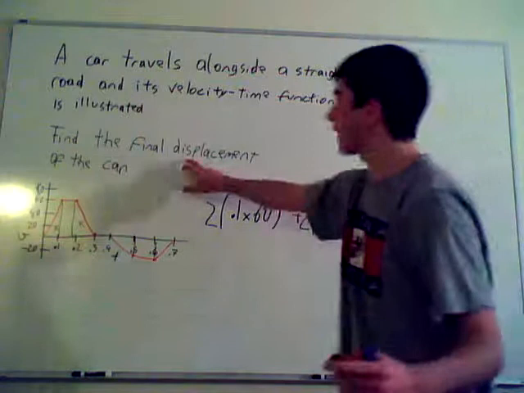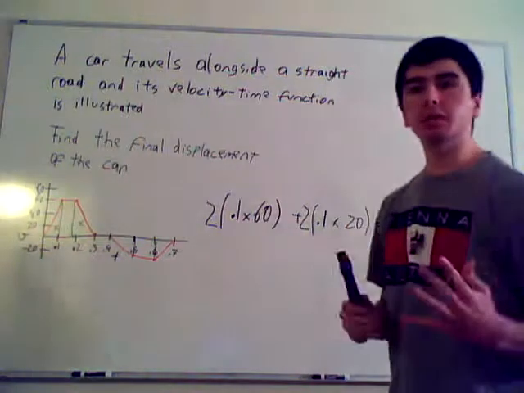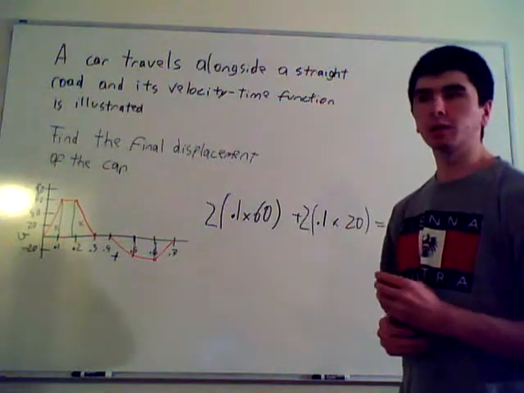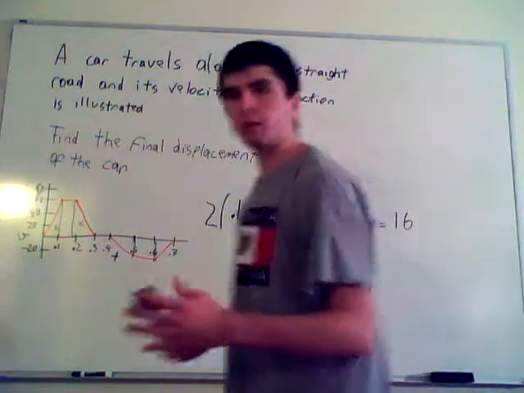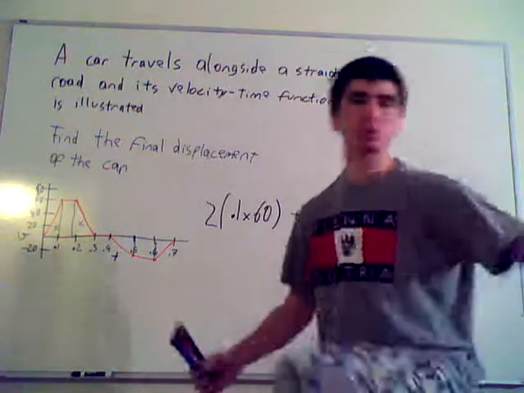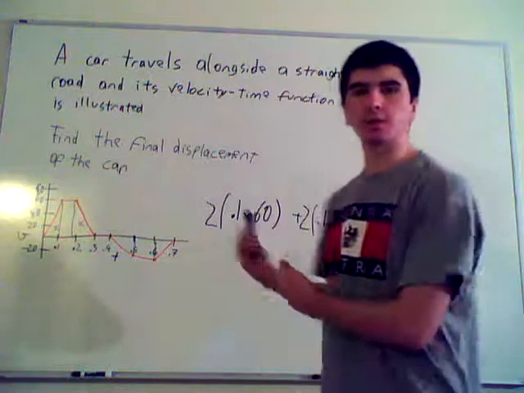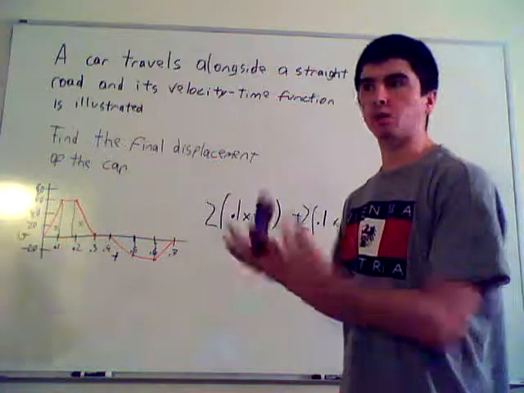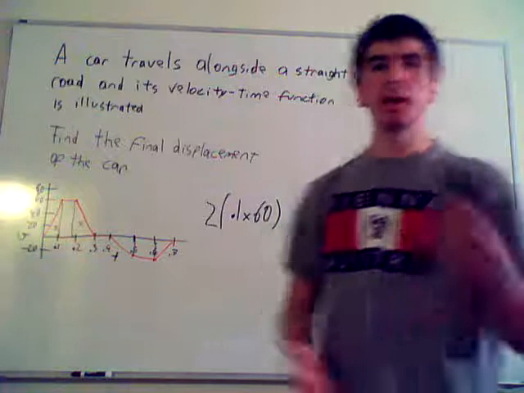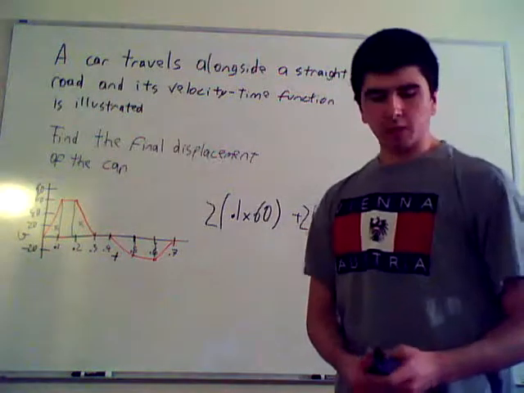But it's asking for final displacement, which means your total area, or your total distance traveled. So I went 12 forward, and then I went 4 backwards. So my feet traveled 16 units, while I actually only moved forward 8 units. I hope that makes sense. That was a pretty long elaboration.